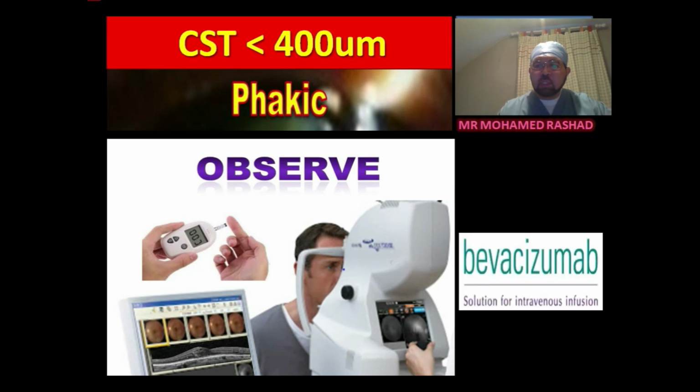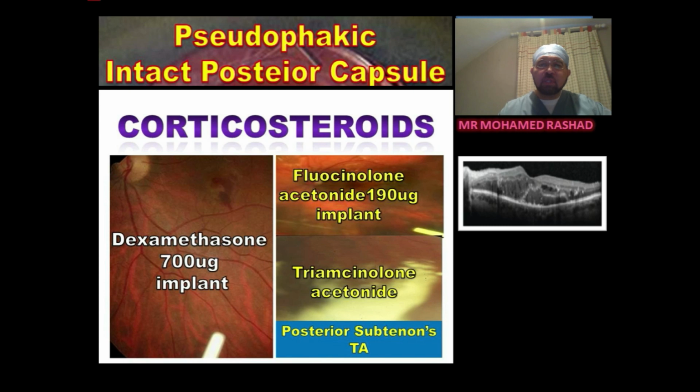You can use bevacizumab, but this is not licensed in the UK for this treatment. If the patient is pseudophakic and the thickness is less than 400 microns, you can use corticosteroid implants like the dexamethasone implant. And if the edema is chronic and not responding, you can use the fluocinolone acetonide 190 micron implant.